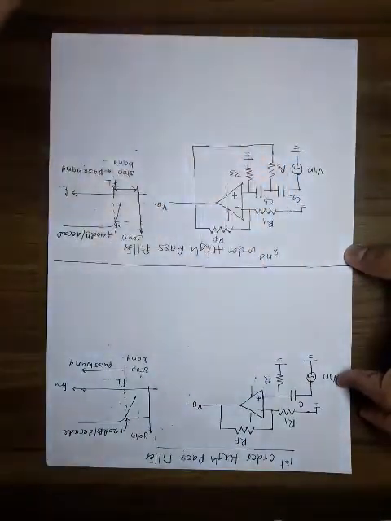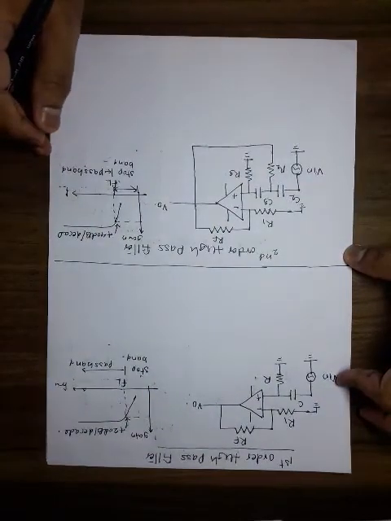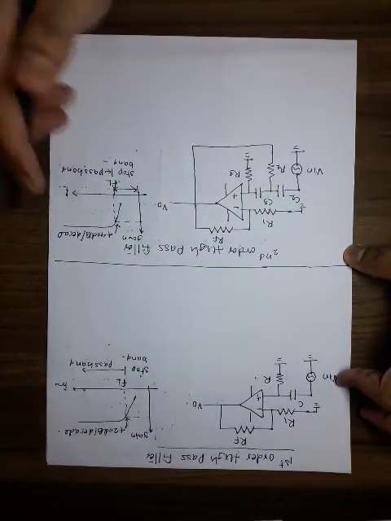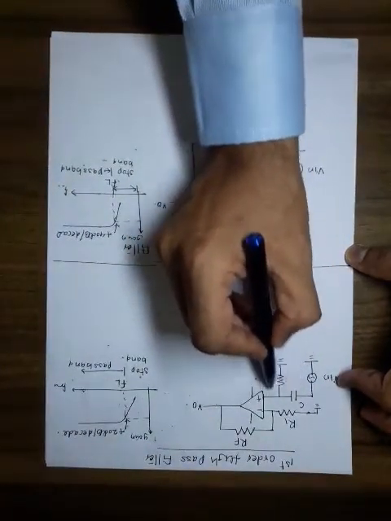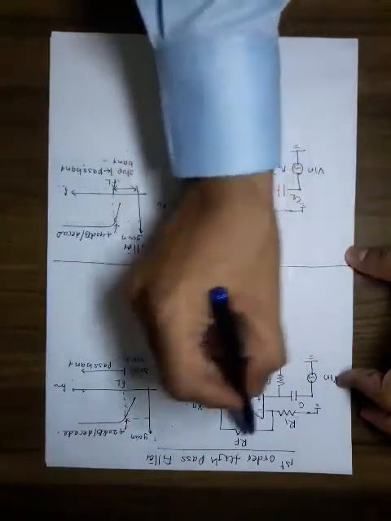If we compare high pass filter and low pass filter, we'll observe the difference between the location of the filtering elements, that is R and C, get interchanged. Rest of the things remain the same.